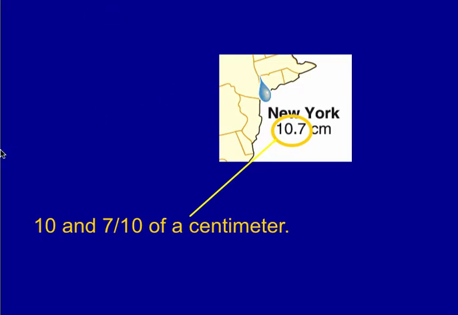Another way that this might make sense to you is if we were to write 10 and 7/10 of a centimeter as a fraction, it would look like this: 10 and 7/10 of a centimeter. That means that it's over 10 centimeters, but not quite 11 centimeters of precipitation.